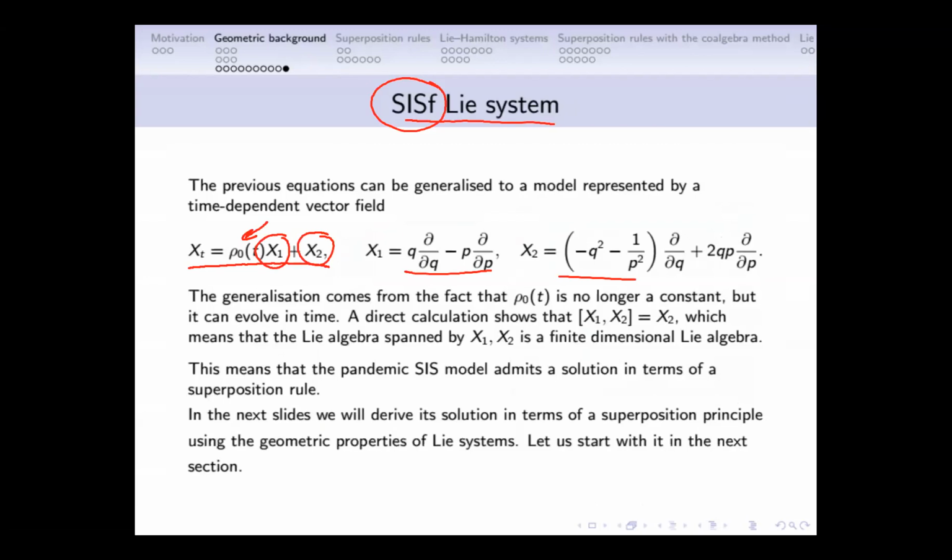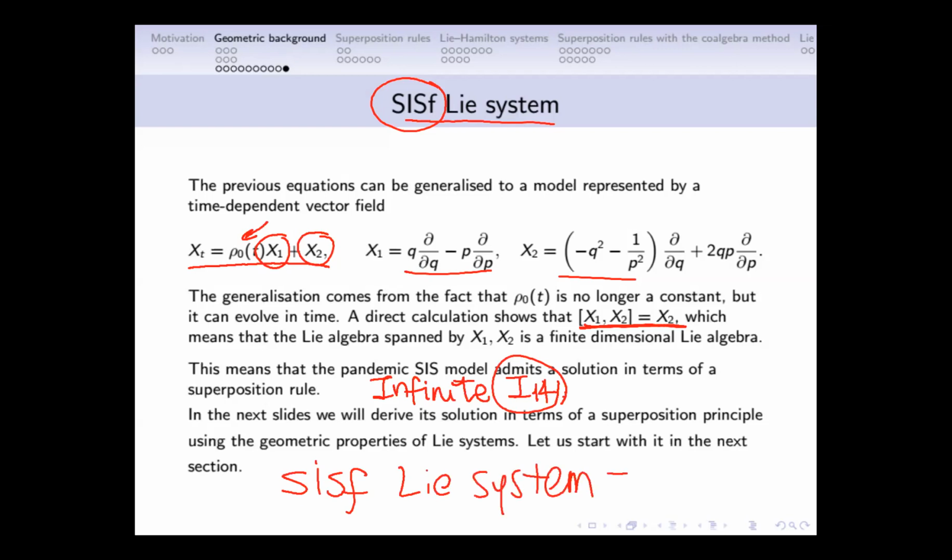There are these 2 that are time-independent, and they close a finite-dimensional Lie algebra. Here it is. This Lie algebra is called E14. There's a whole classification for finite Lie algebras on the plane, and they are classified according to primitives and semi-primitives, and this happens to be the 14th primitive on the classification table. So we have gotten to know that this SIS model with fluctuations is actually a Lie system.